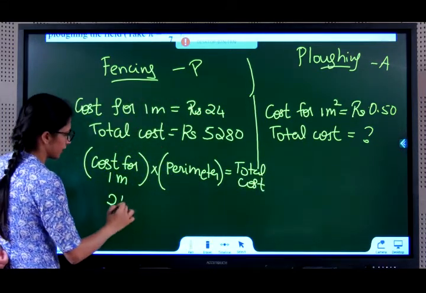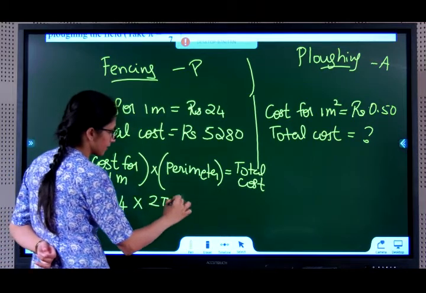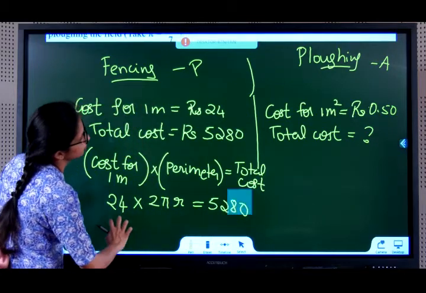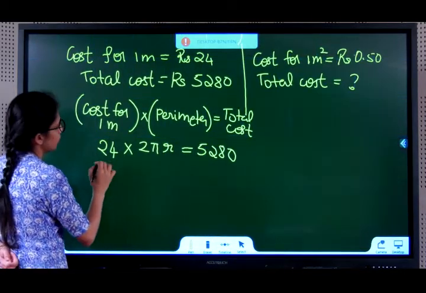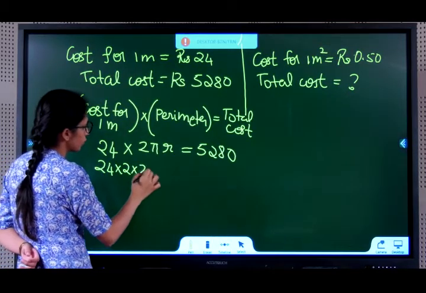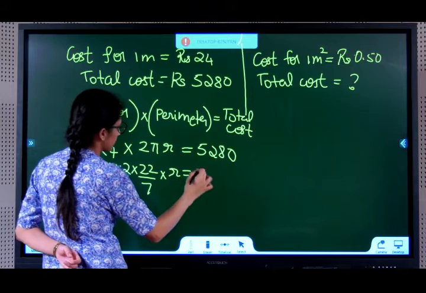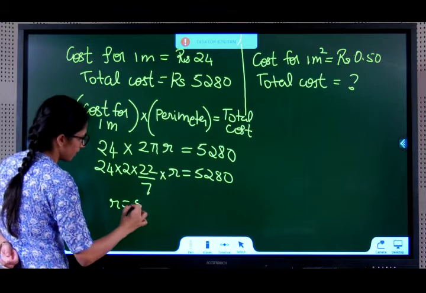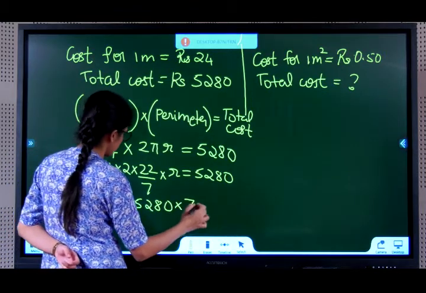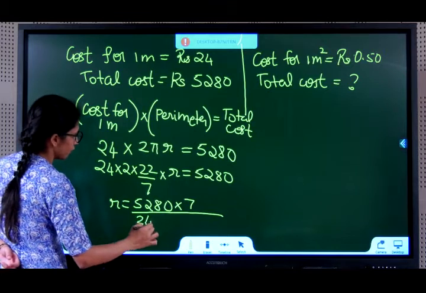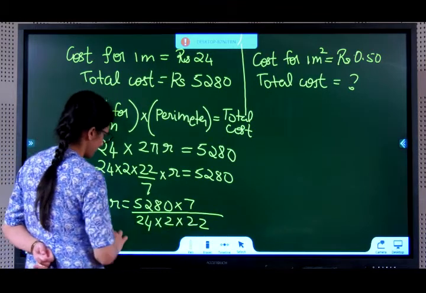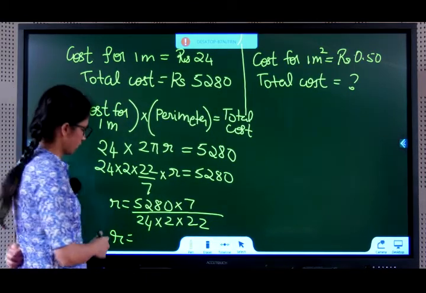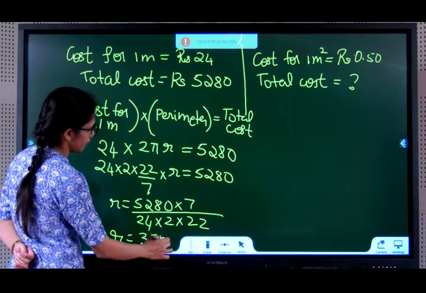Cost for 1 meter is 24. Perimeter is 2 pi r. Total cost is 5280. So, now 24 into 2 into 22/7 into r is 5280. r is equal to, send the 7 up, 5280 into 7 divided by 24 into 2 into 22. Divide this and see what you get. What's the value of r? So r you get as 35 meters.